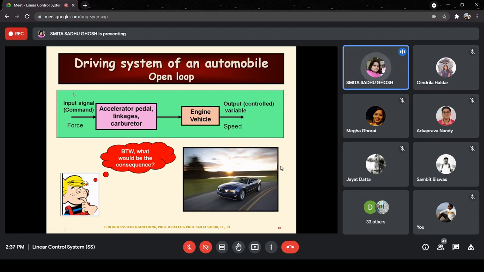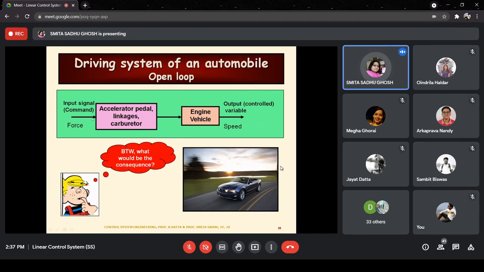So this is the block diagram representation of the very simplistic model of an automobile, where we have two blocks, one of which shows the accelerator pedal, linkages and the carburetor. The other has the engine and vehicle itself. The input, that is the force, is applied on the accelerator, and via the linkages and the carburetor, the signal goes to the engine, and then the vehicle speed is increased or decreased. So in such a system, the speed is the output and the input is the force.